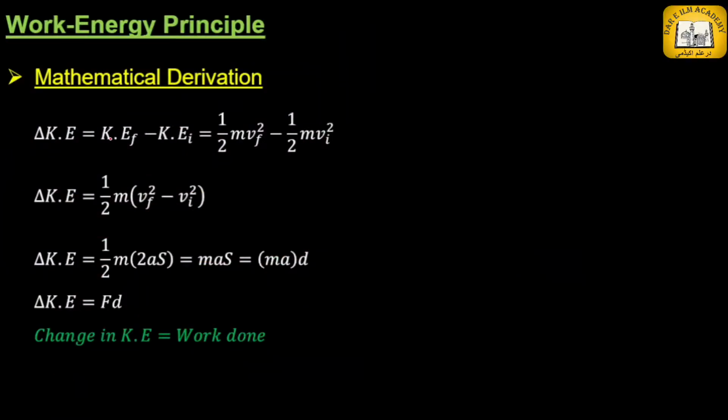According to the scenario we discussed, the change in kinetic energy is equal to the difference of final kinetic energy, meaning after collision, minus initial kinetic energy, meaning before collision. So the result we get here, by putting the values of final and initial kinetic energy, is half mvf square minus half mvi square. By taking m common in this equation, we get the result as half m into (vf square minus vi square).